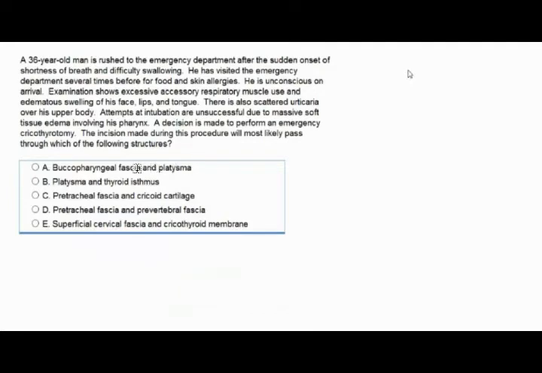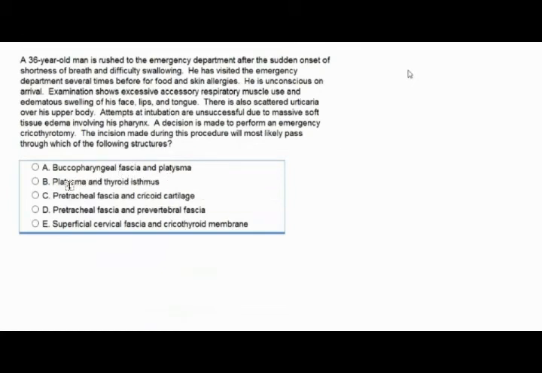Buccopharyngeal fascia basically starts from the carotid sheath, which is a part of the deep cervical fascia enclosing carotid structures. We have two carotid sheaths on both sides of the neck, and the buccopharyngeal fascia goes behind, so that would certainly not be the answer. The platysma is in front of the neck and is a part of the superficial fascia, but buccopharyngeal fascia does not lie in the anterior part. So the first option is not the answer.